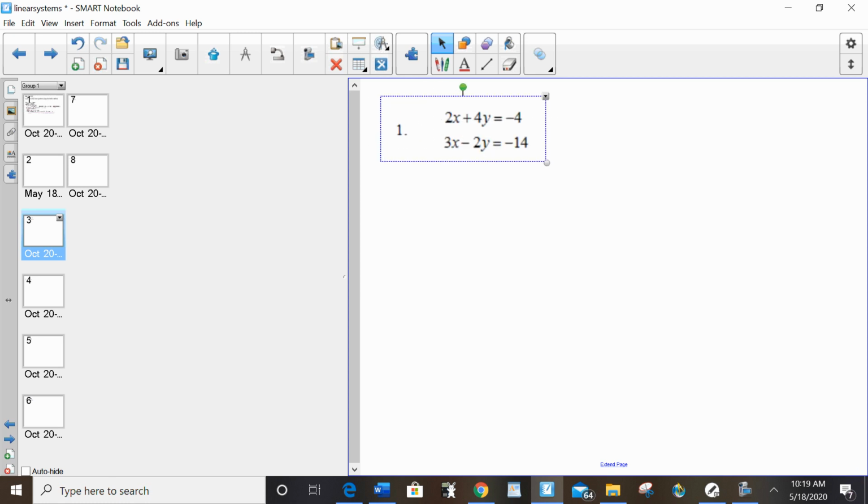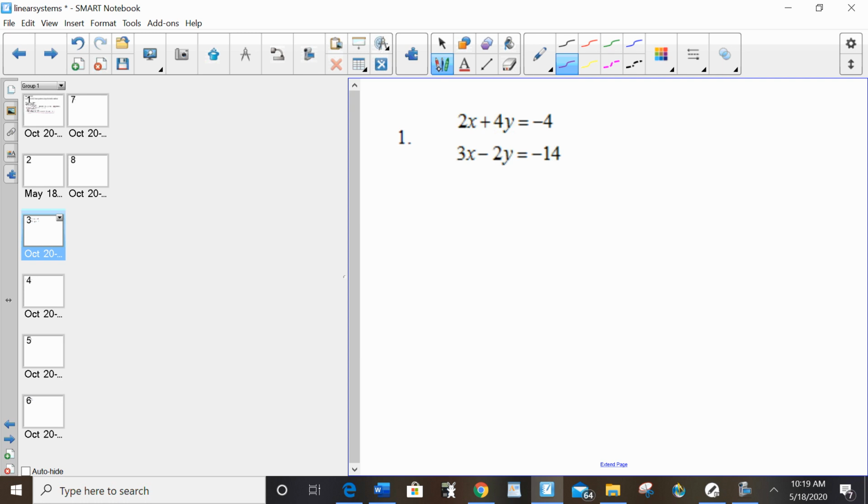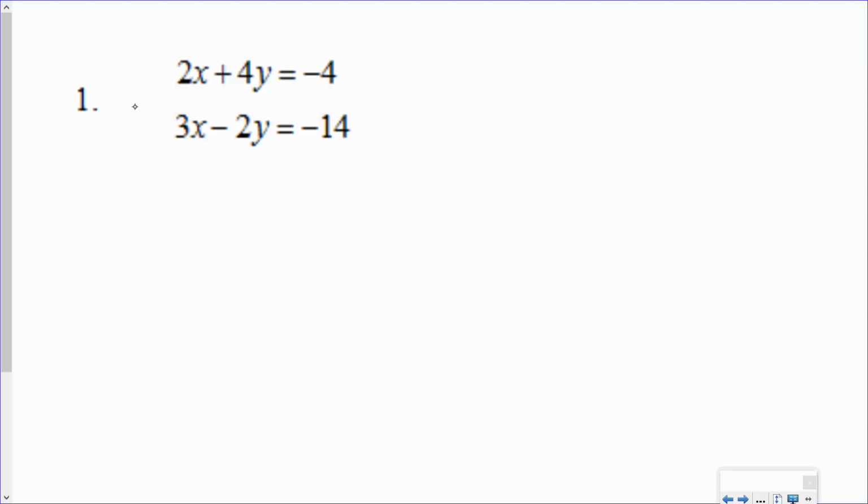So for number 1, I'm going to choose the y's. If I want the y's to cancel, I'm going to multiply each equation by the other's coefficient. So the top one has a 4, so I'm going to multiply the bottom by 4. The bottom one has a 2, so I'm going to multiply the top by 2. We're going to ignore the signs for now. We're just looking at the numbers. So again, if the top has a 4, the bottom gets a 4. If the bottom has a 2, the top gets a 2.